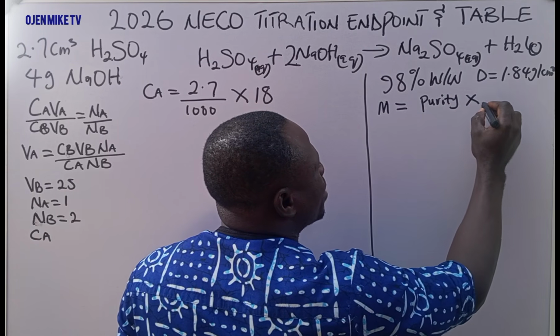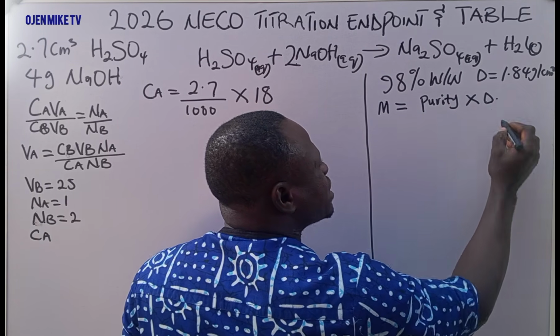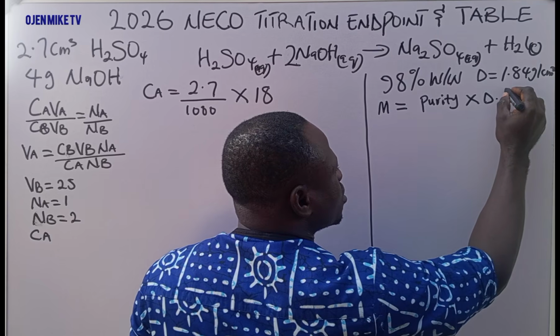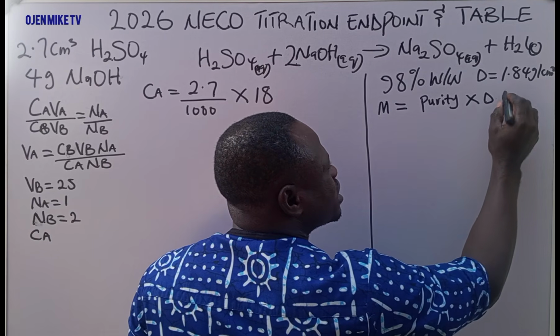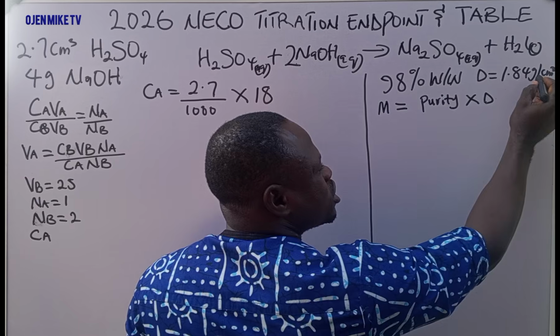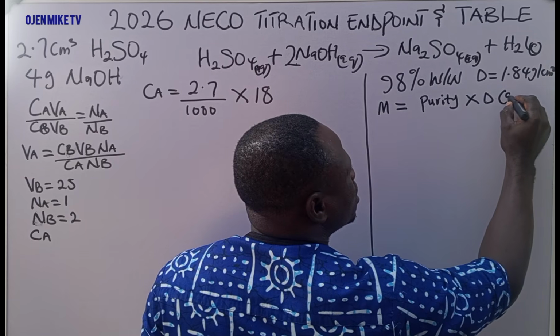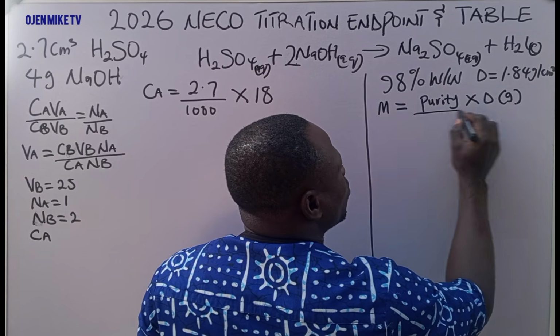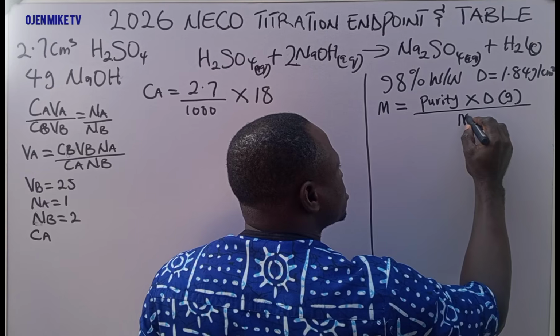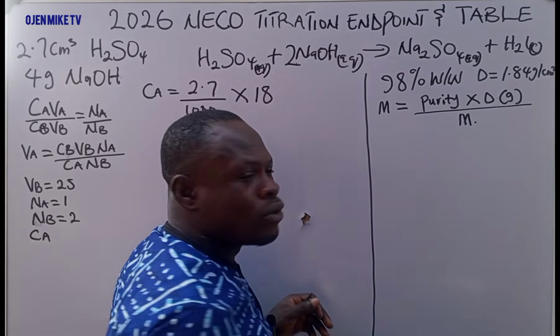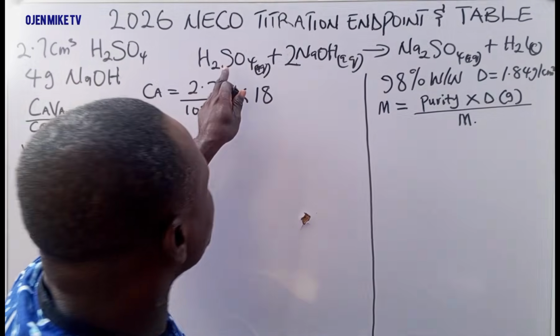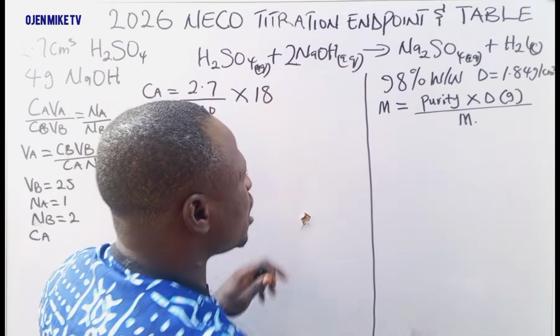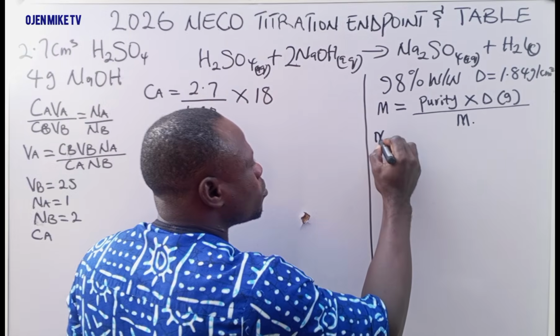purity multiplied by density. The density must be in grams, here is cm cubed. Density must be in grams over molar mass. And what is the molar mass of tetraoxosulfate acid? Now let's look at the purity first.